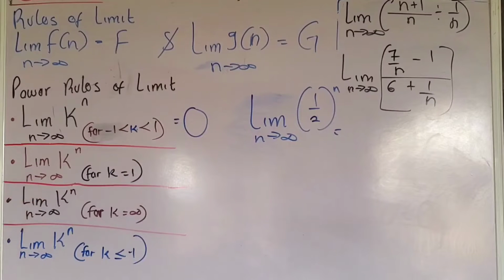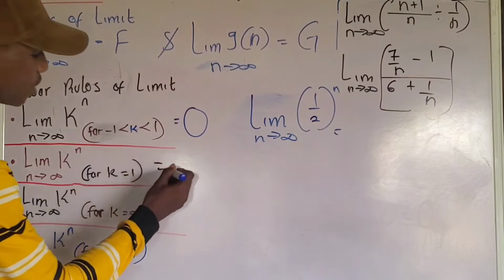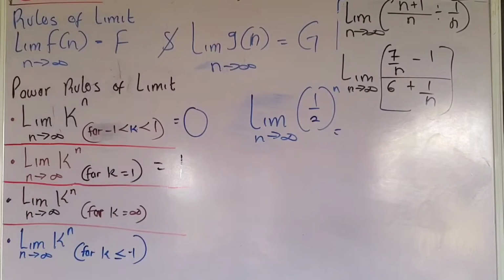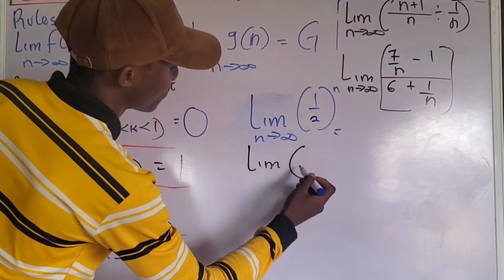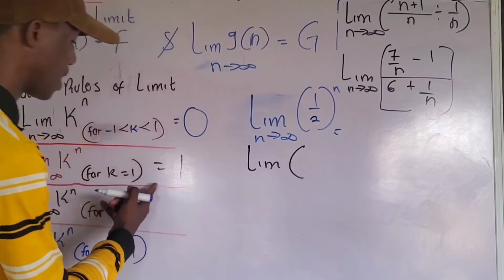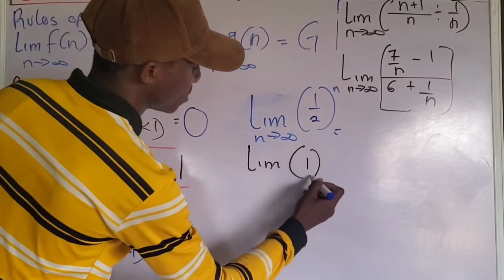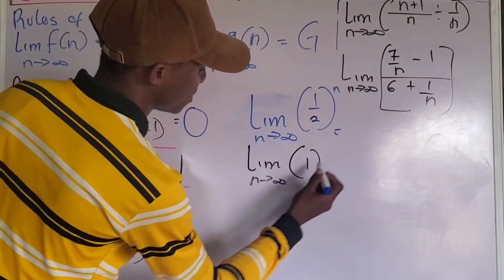Now, for the second condition, where k is equivalent to 1 and n tends to infinity, this kind of function will always give us 1. The limit of this kind of function will always give us 1. For example, let's say you are asked to evaluate the limit of k to the power of n where k equals 1, as n tends to infinity.